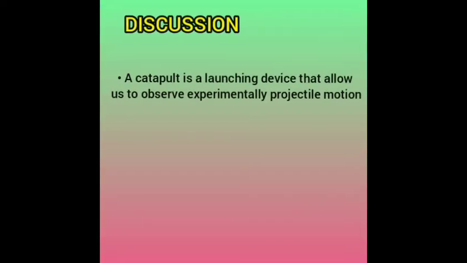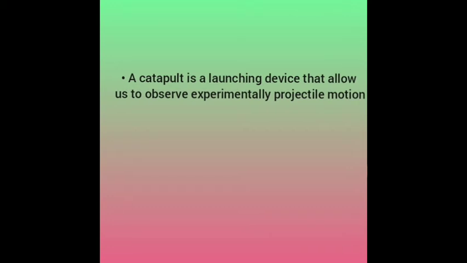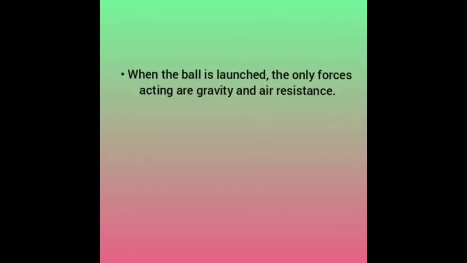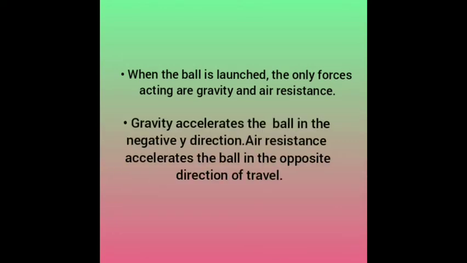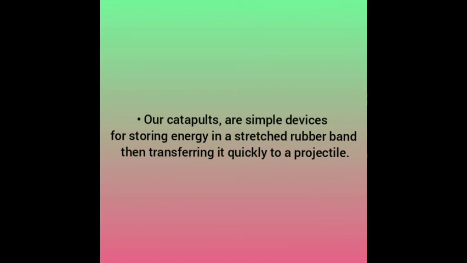Discussion. A catapult is a launching device that allows us to observe experimentally projectile motion. When the ball is launched, the only forces acting are gravity and air resistance. Gravity accelerates the ball in the negative y direction. Air resistance accelerates the ball in the opposite direction of travel. Our catapult is a simple device for storing energy in a stretched rubber band, then transferring it quickly to a projectile.